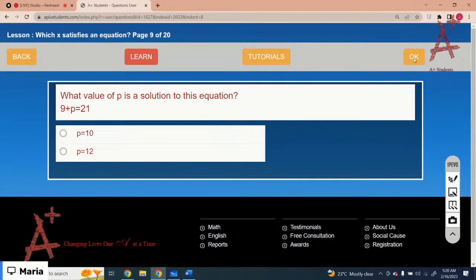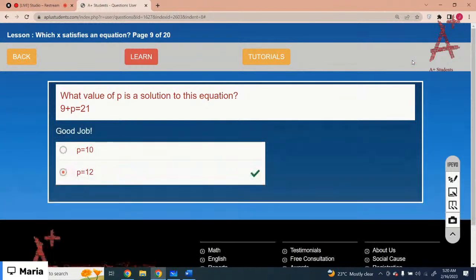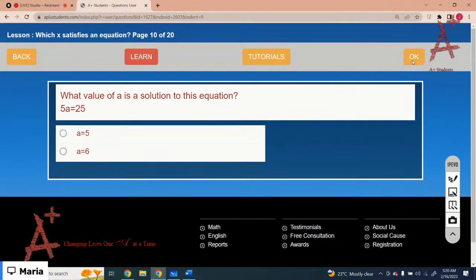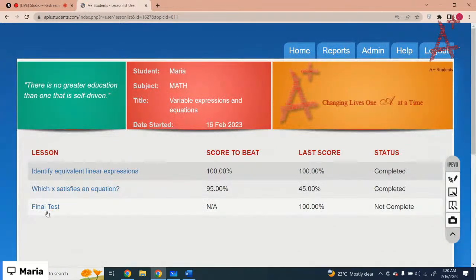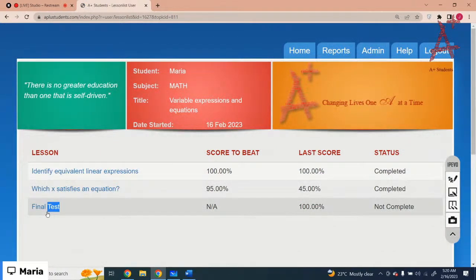Okay, you can complete the test by yourself later today. Let me just move on to the next lesson, and the next lesson is the final test of the chapter. Got it? The final test of the chapter, variable expressions and equations. So let's just start with the final test.